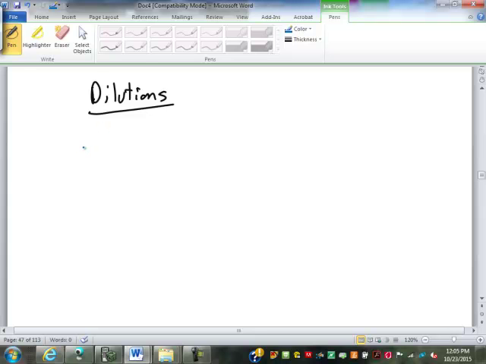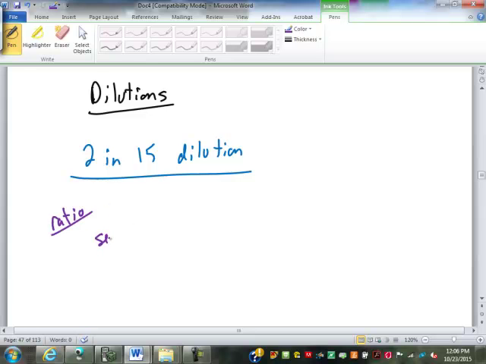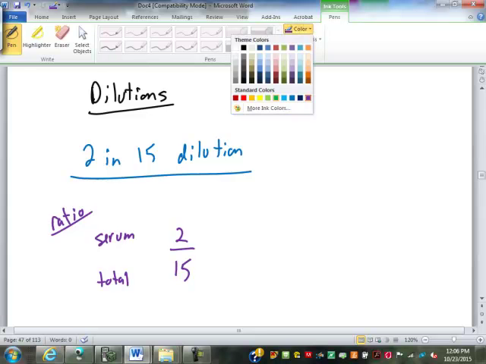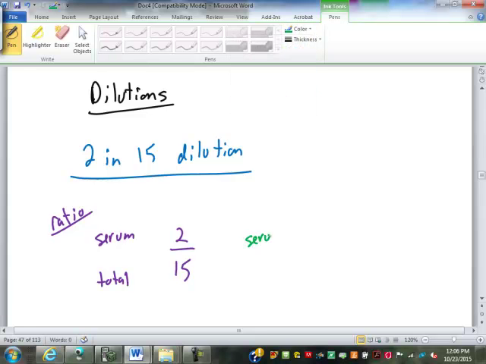If I give you that we have a 2 in 15 dilution, there are 3 ratios given there. We have a ratio of serum to total. And of course, this ratio is just the 2 to 15. The dilution itself is the ratio of the medication to total, or serum to total. But we also have a ratio of serum to saline, serum to water.